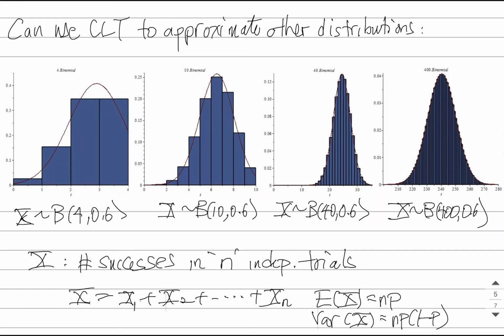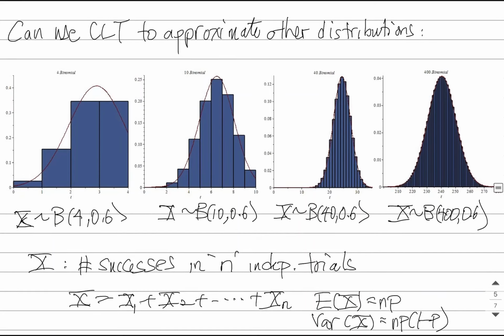As the value of n increases, it starts to look more and more normal, more and more symmetric. This is no accident. It's all due to the central limit theorem. When we've got a binomial variable, when we talk about x, remember that x represents the number of successes that we have in n independent trials.